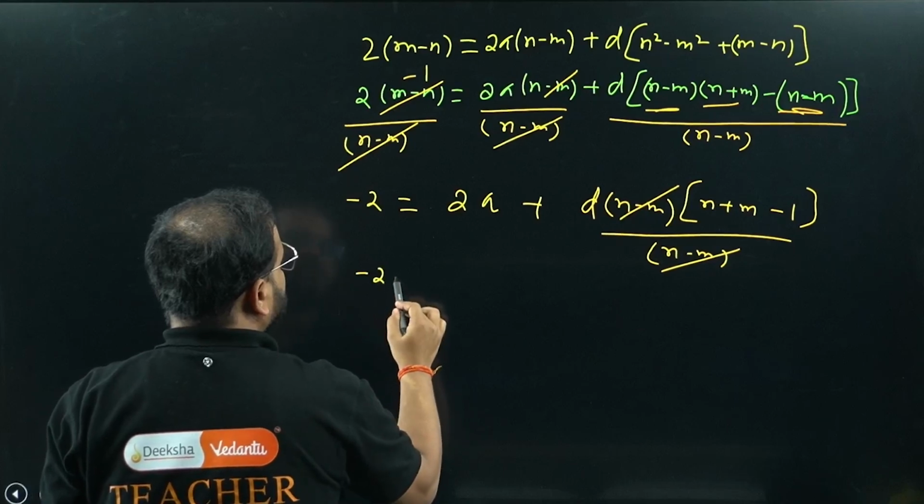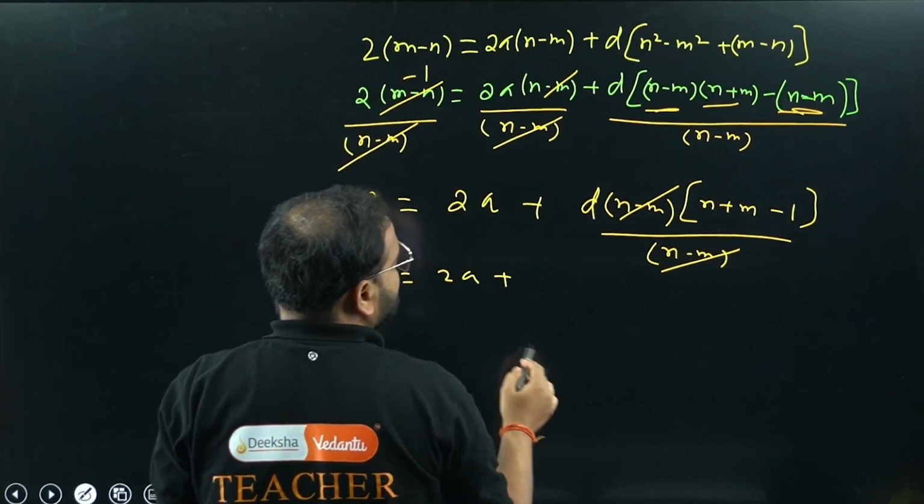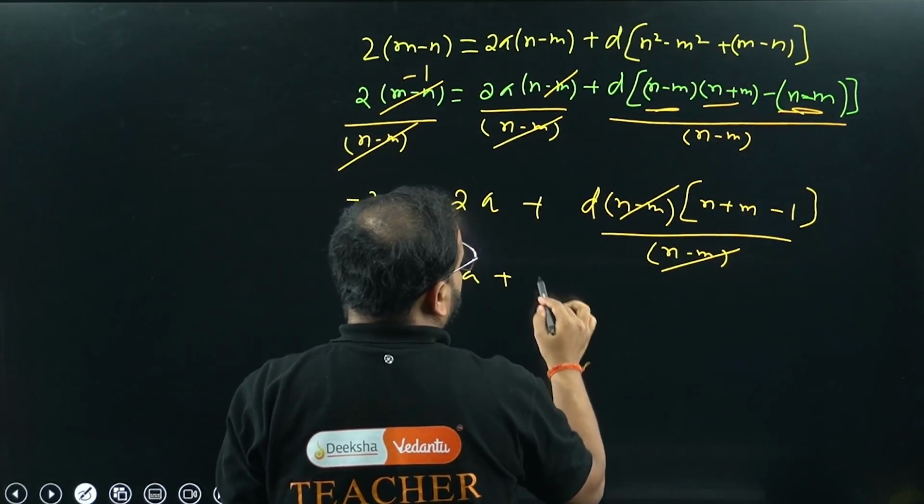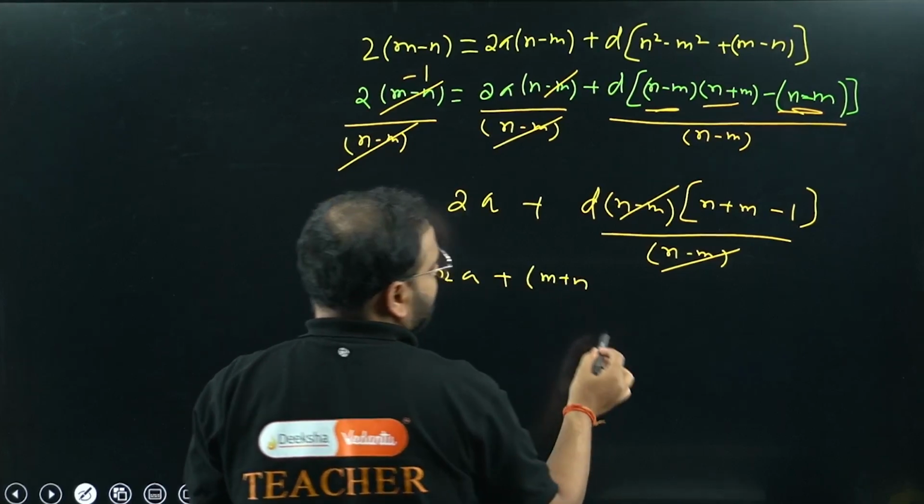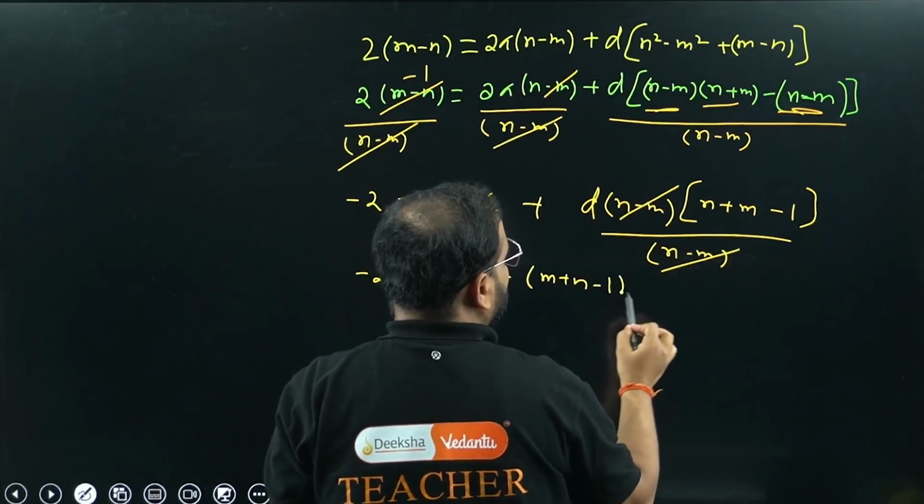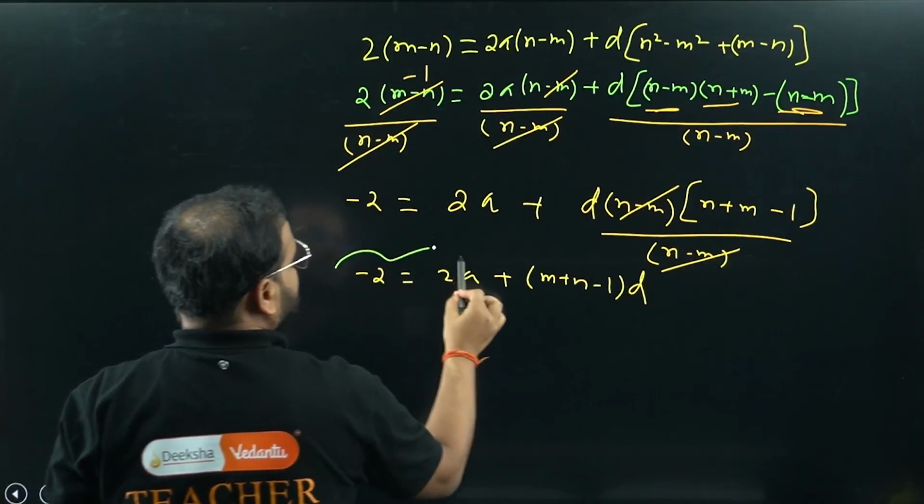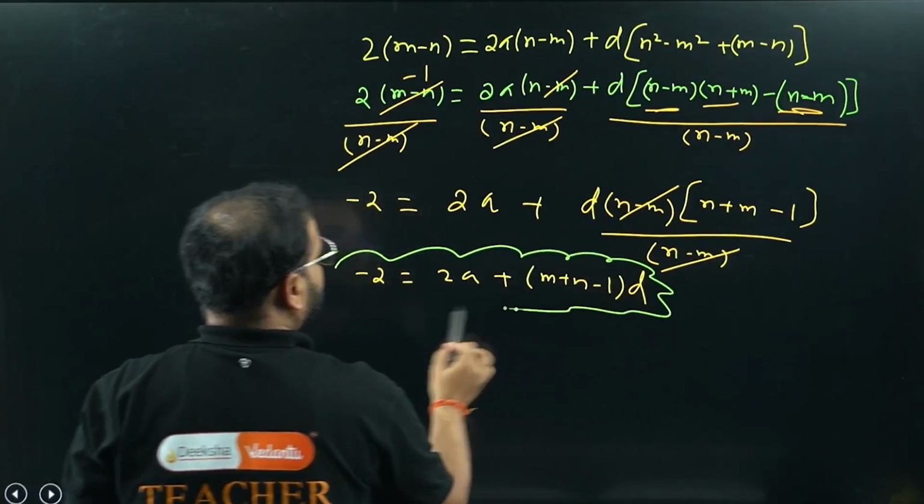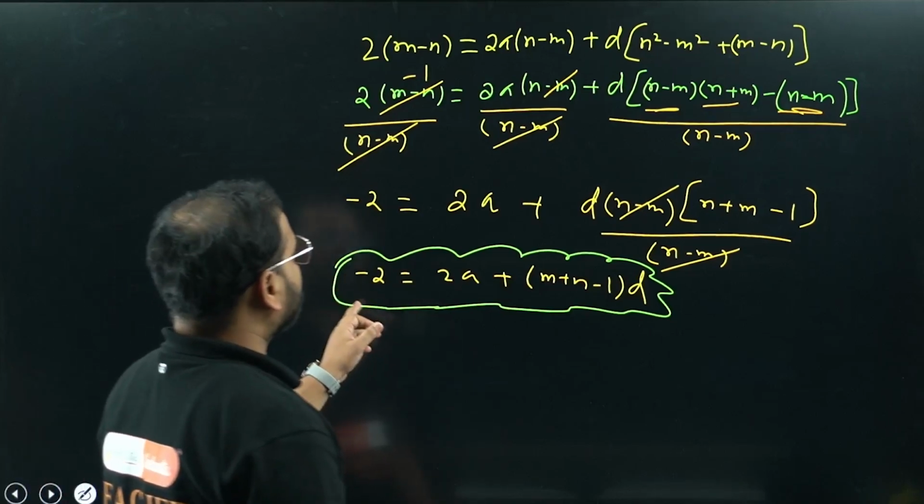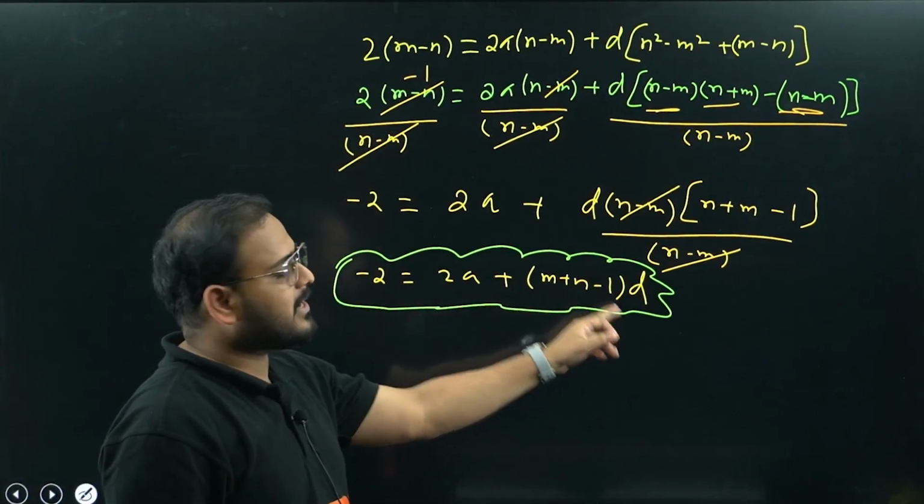What I'm getting? Minus 2 equals 2a plus, what is this going to be? I have m plus n over here. M plus n minus 1 times d. This statement is very, very important. Minus 2 equals 2a plus m plus n minus 1 into d.